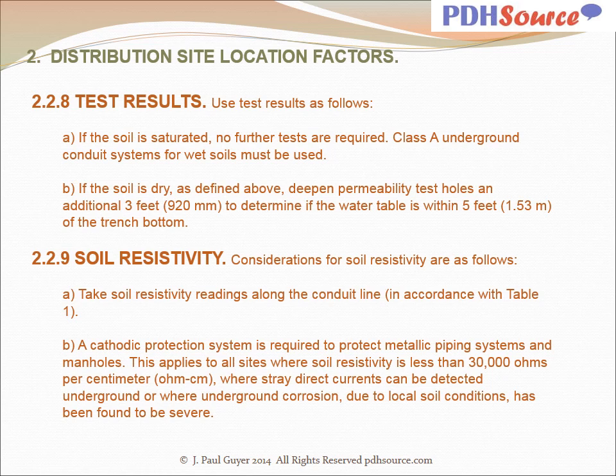Considerations for soil resistivity are as follows. Take soil resistivity readings along the conduit line in accordance with Table 1. A cathodic protection system is required to protect metallic piping systems and manholes. This applies to all sites where soil resistivity is less than 30,000 ohms per centimeter, where stray current, direct currents can be detected underground, or where underground corrosion due to local soil conditions has been found to be severe.